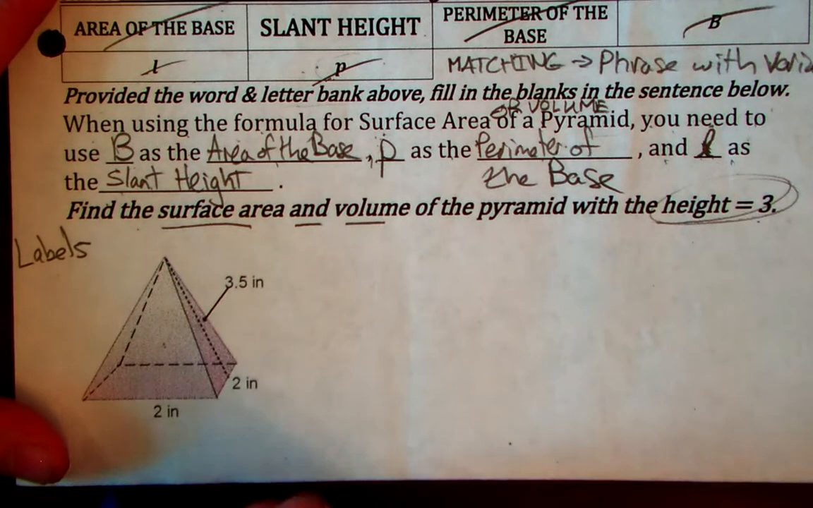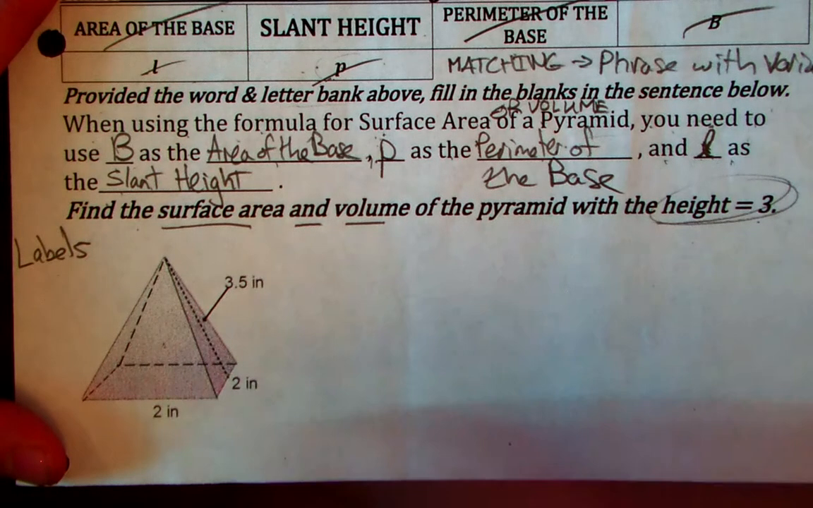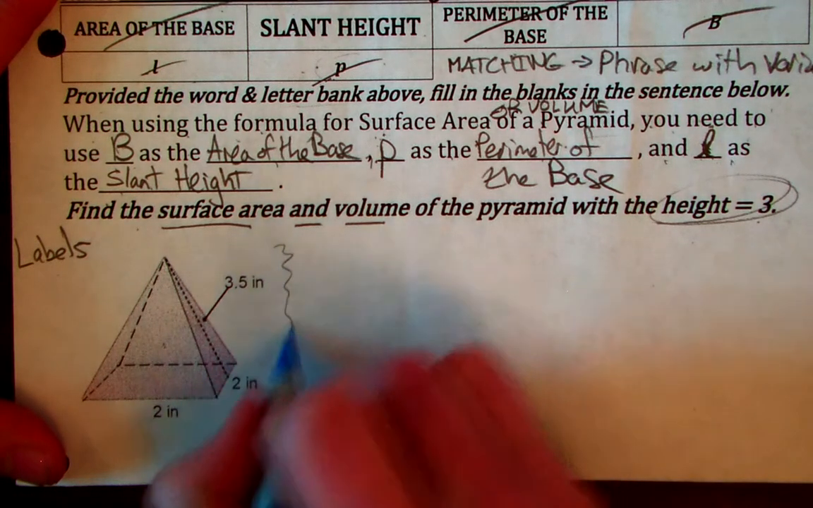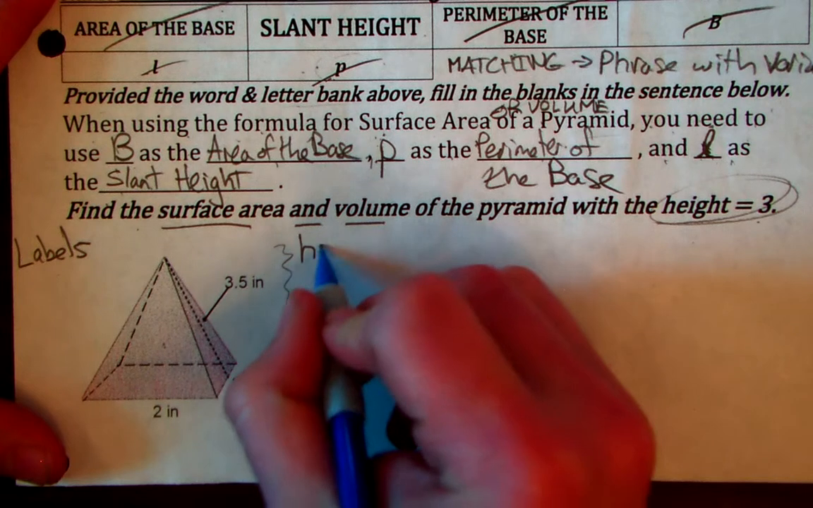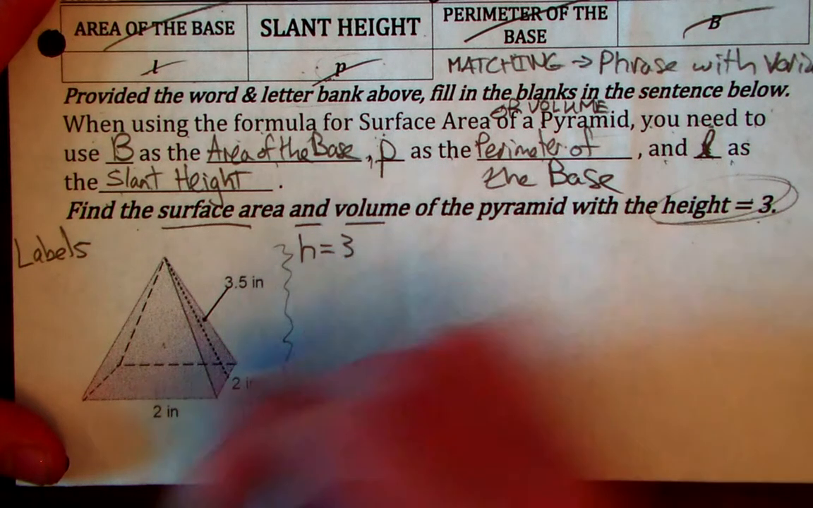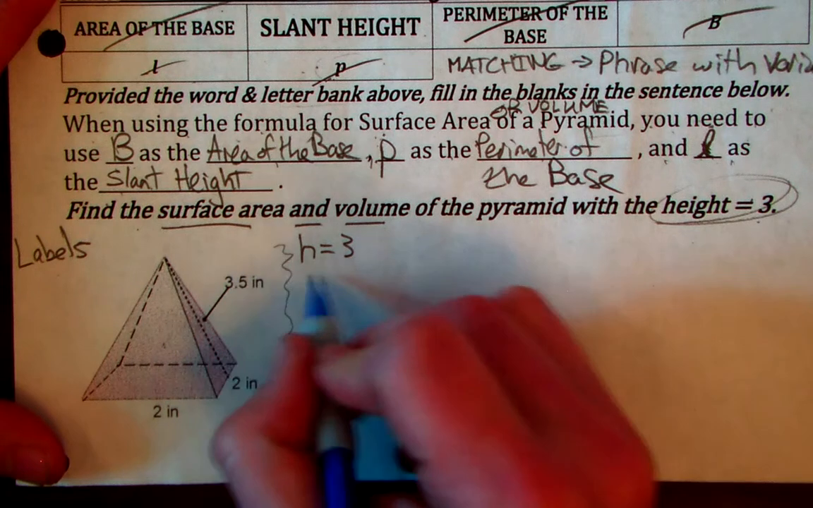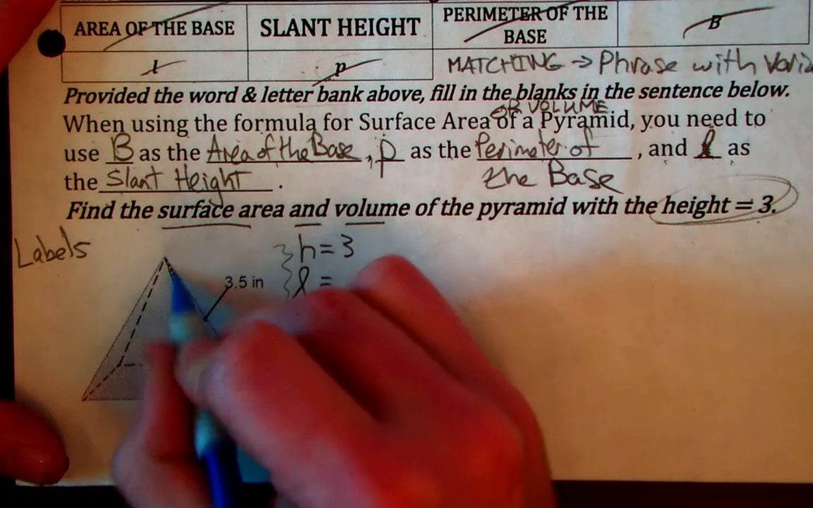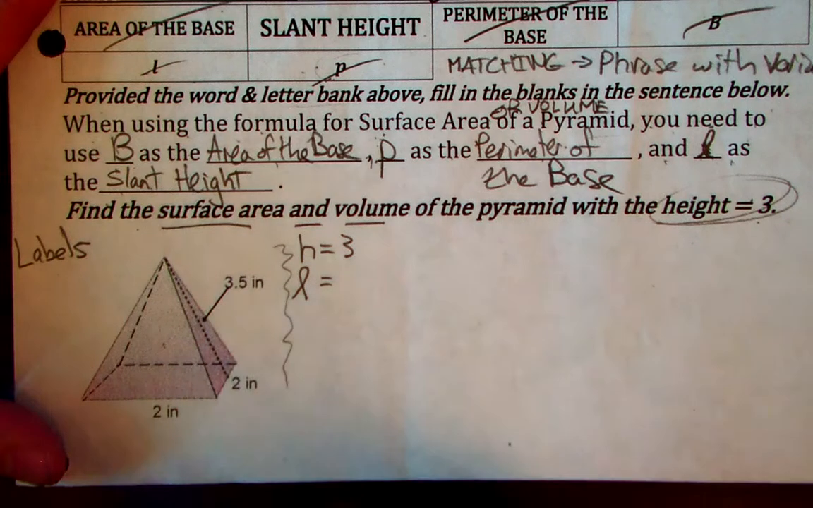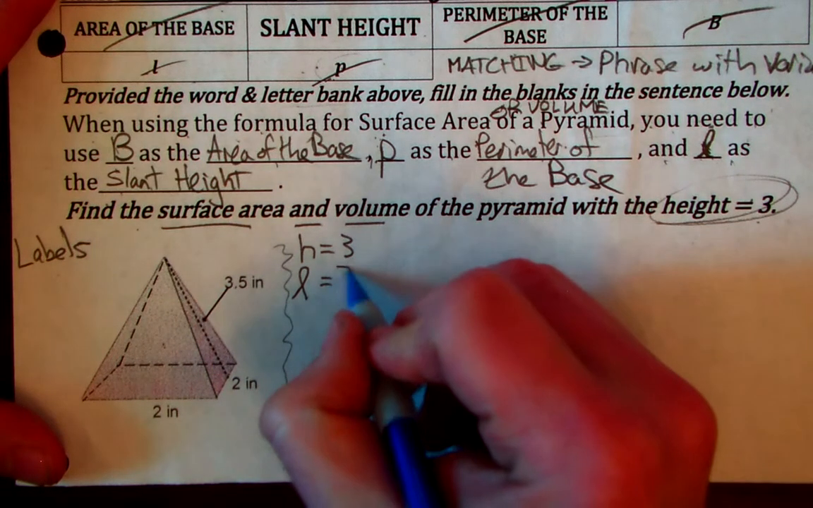So what can we have here? Well, right away I know that, and let's actually make a little column for ourselves here. So we have H, we already have, that's going to be 3. What else do we have? Well, we know that the slant height is going to be, again, that amount that is on the side. Notice how, again, it's kind of at an angle that you're seeing here. So that's going to be that 3.5.